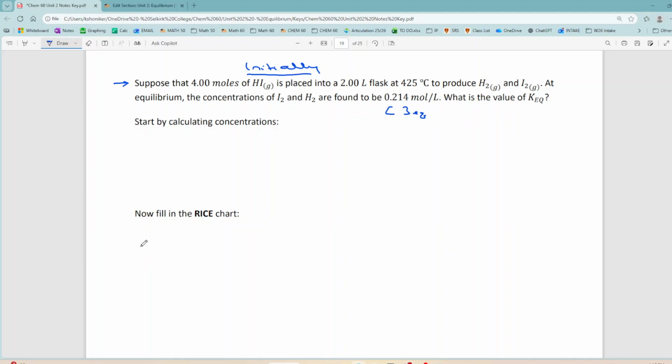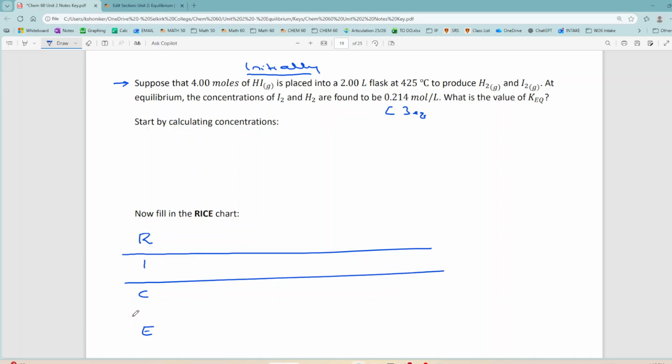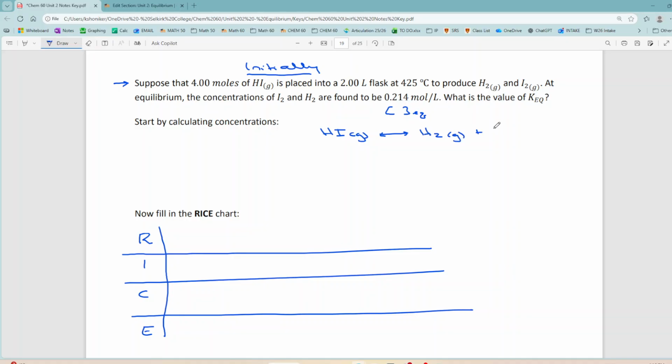That leads me to wanting to make a RICE chart. So when you make a RICE chart, I specifically didn't put one in here because I know sometimes when you see them so pretty, like the last one was drawn, they seem overwhelming. So what I do to draw a RICE chart is I literally put RICE, I don't write all the words, and then I put a line beside it. And then in this reaction, I have HI, gas, making and remaking hydrogen gas and iodine.